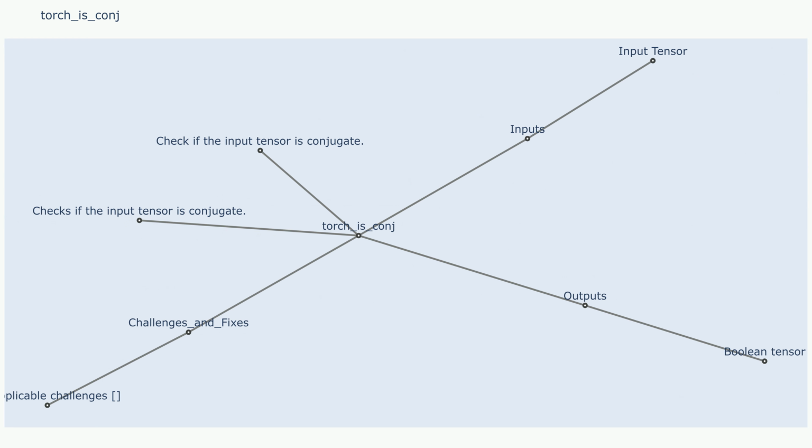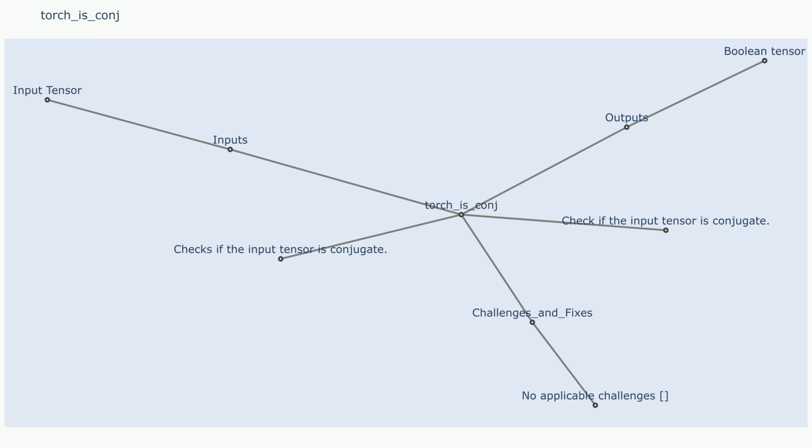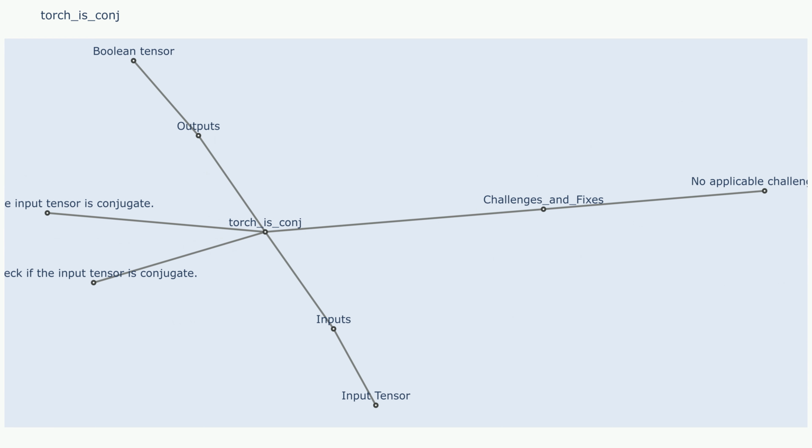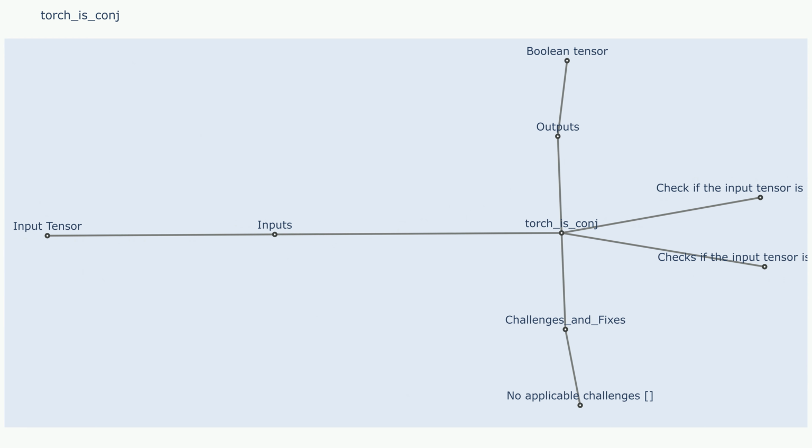Challenges and fixes. Challenge 1. If the input tensor is not complex, the function will raise a type error. Sample use case that resulted in challenge 1. Python. input_tensor = torch.tensor([1, 2, 3]). torch.is_conj(input_tensor). Fixes to challenge 1. Convert the input tensor to a complex tensor.